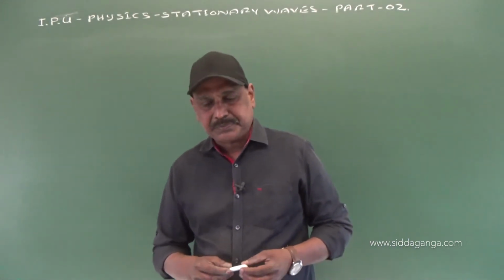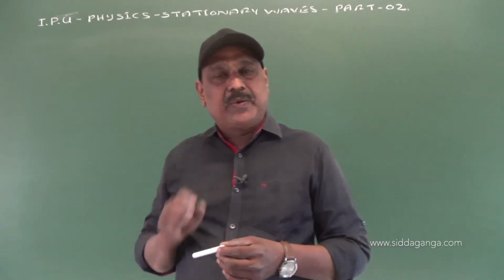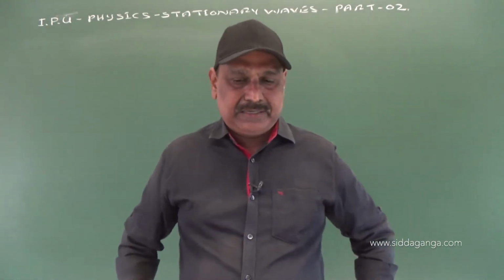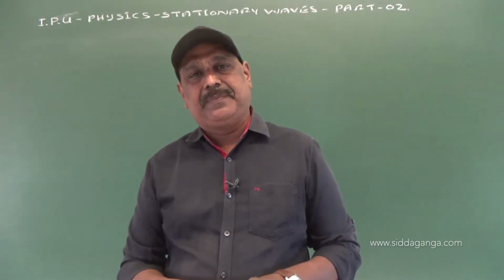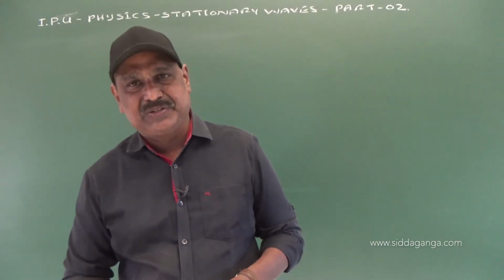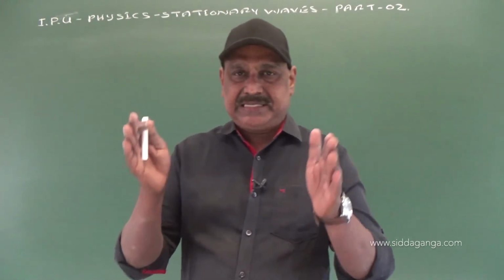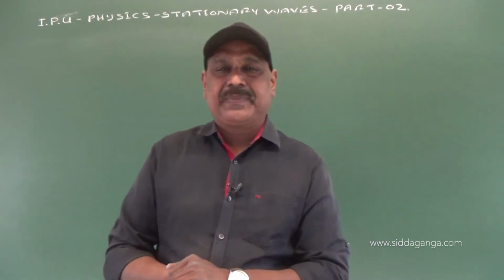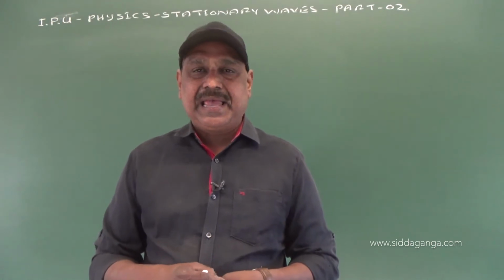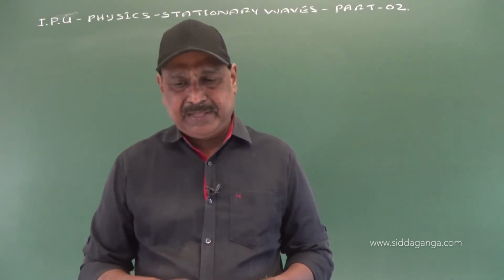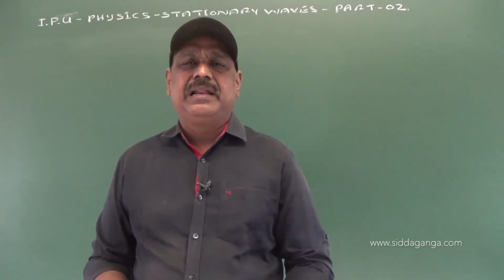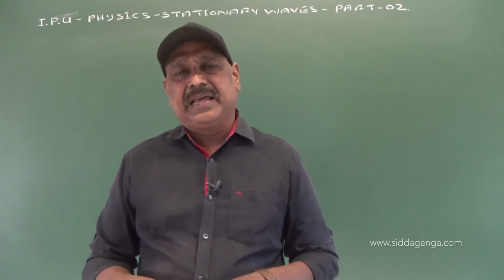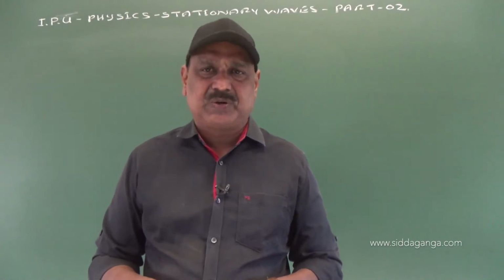So now we are going to discuss two types of instruments, musical instruments in fact: stringed instruments and air instruments. Now veena, guitar, violin, sitar, etc. are stringed instruments.